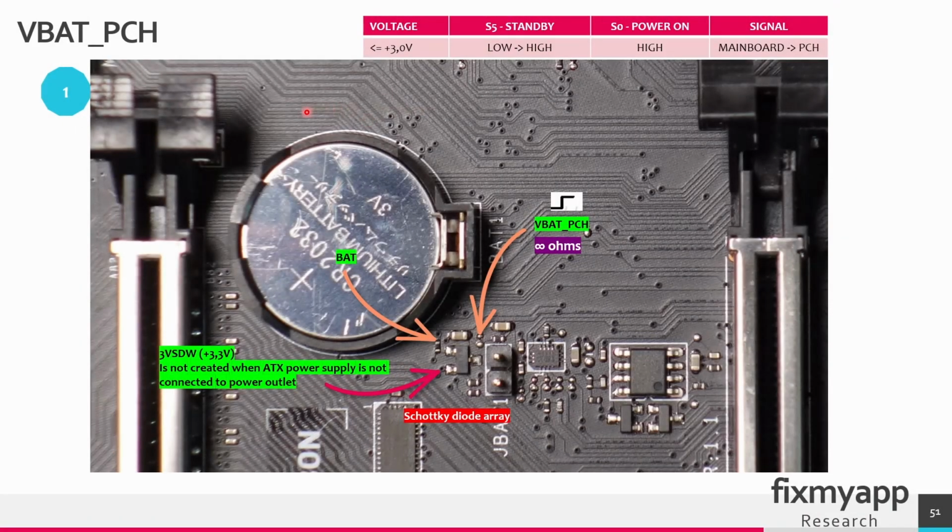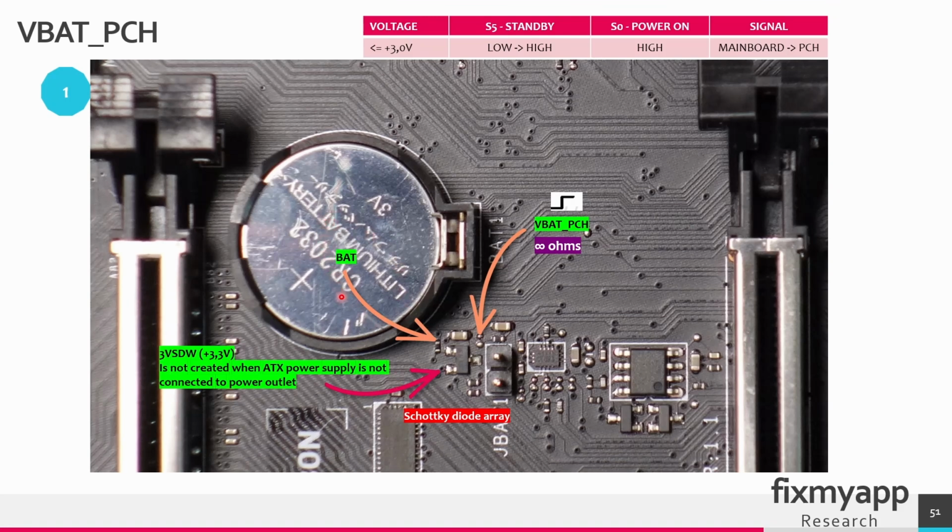On every motherboard you can find a coin cell battery, and near this coin cell battery there is some RTC circuit that will generate the power for the RTC oscillator circuit, and the oscillator circuit is implemented in the PCH. Now we can identify the Schottky diode array that is here. So this diode can switch between the battery voltage or the 3.3 standby voltage that is created by the ATX power supply. In this case, we have disconnected the power supply from the power outlet, so the power can only be generated from the battery.